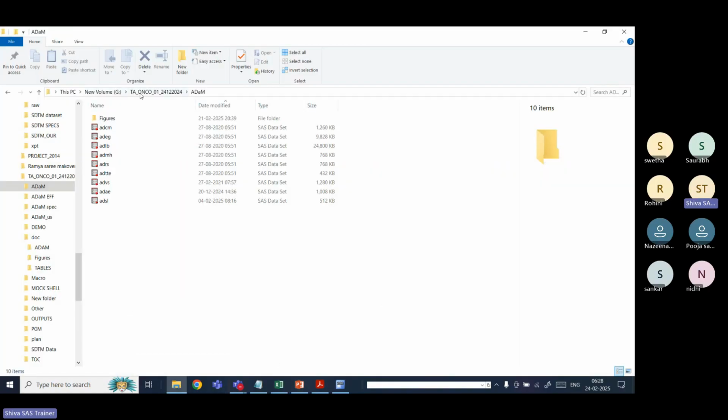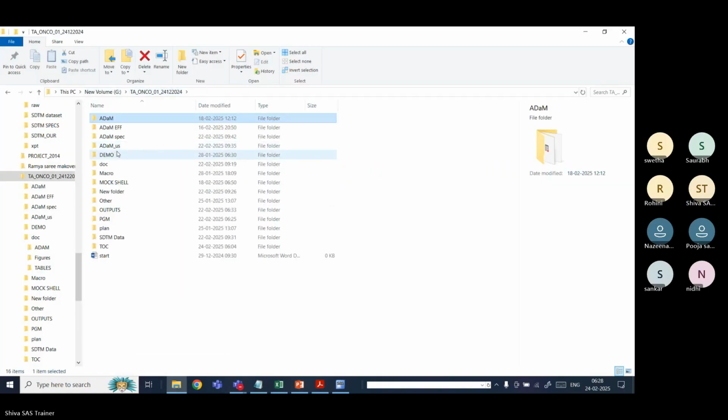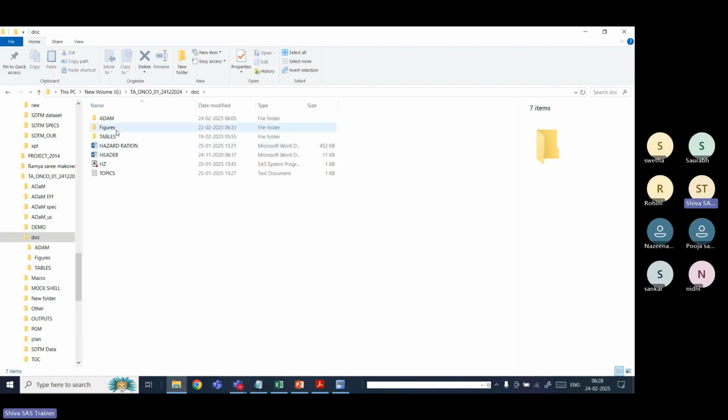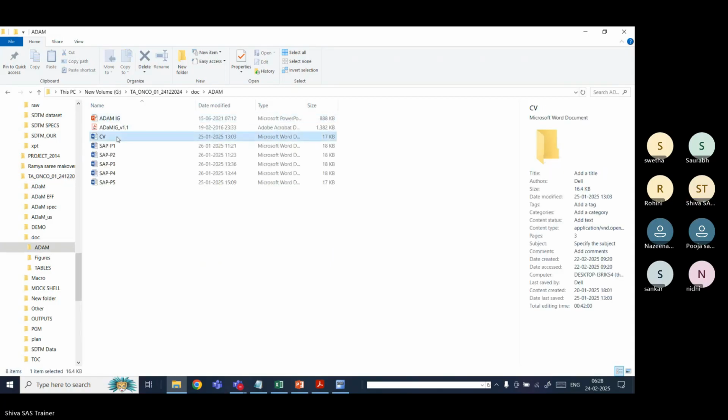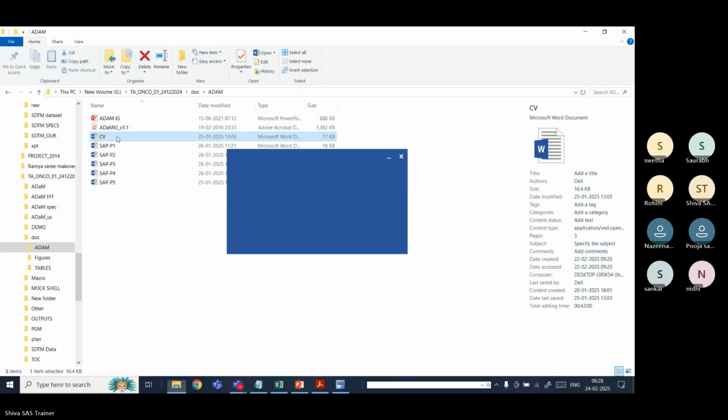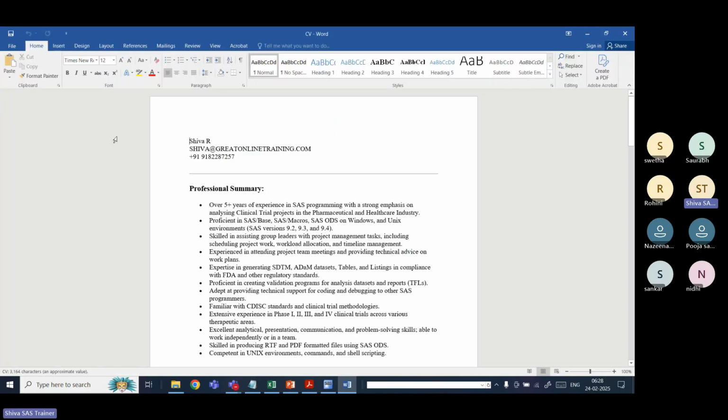And coming to the CV. If you are going to put some experience, even a fresher can mention: I have taken training from the great online people, and these are the studies I have worked on. If you are going with up to 4 plus years also, this resume is more suitable.